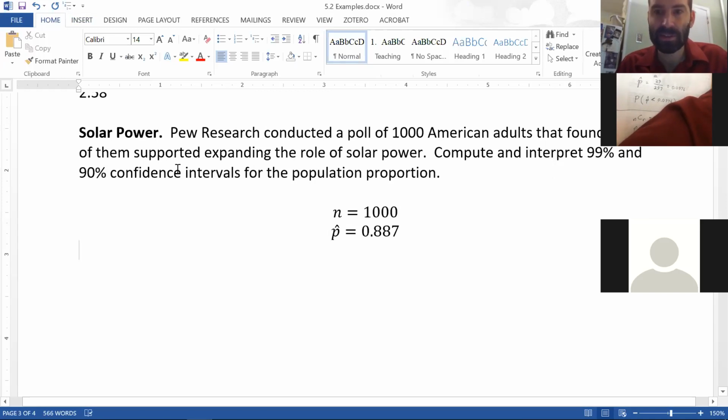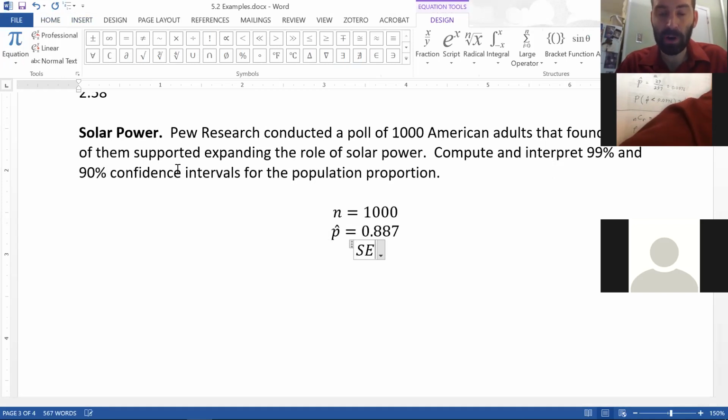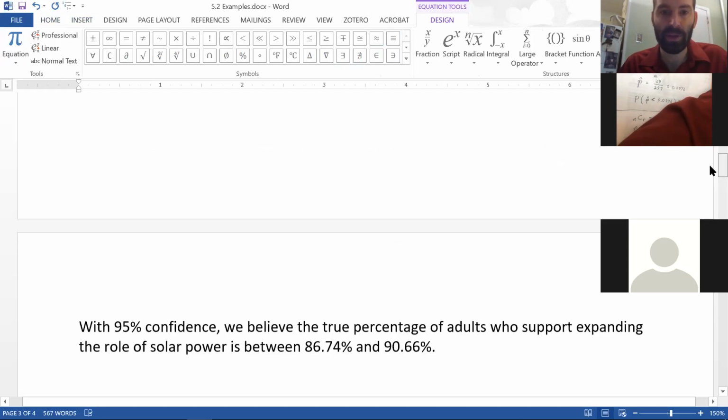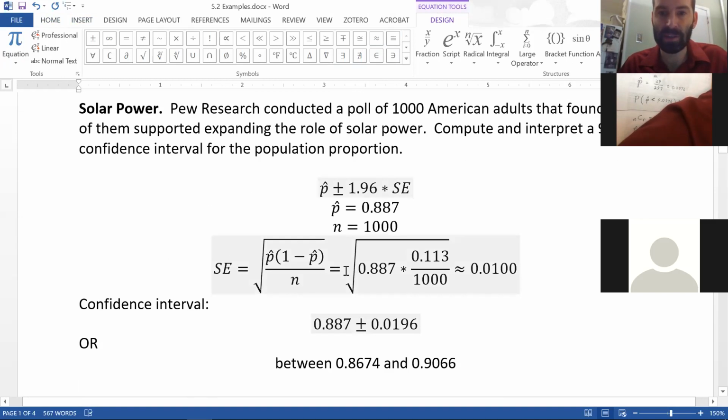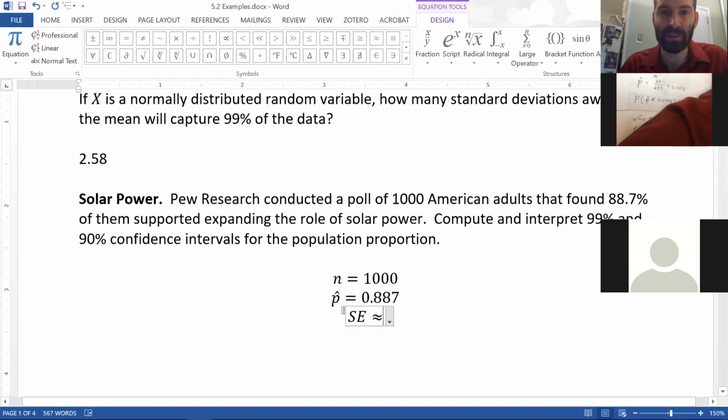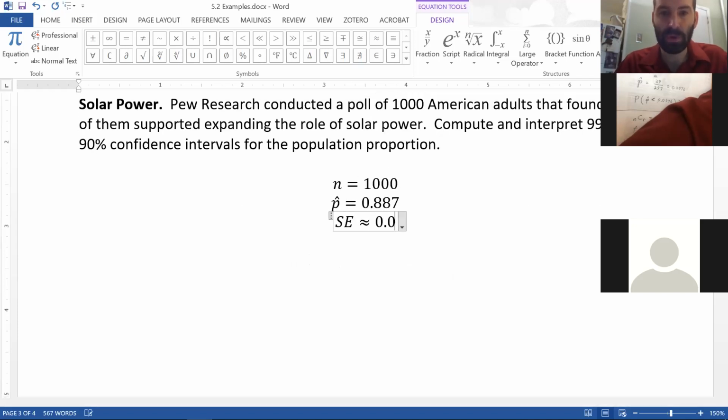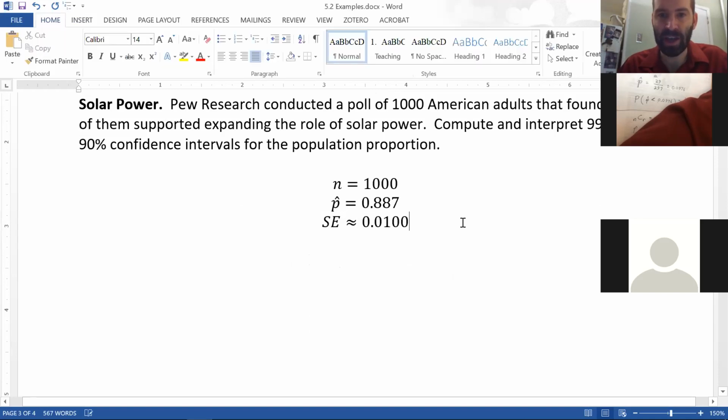The standard error, we computed that before, right? Let's just go back and see what we had up here. We computed that up here and we got 0.01. Oh, that's nice. Okay. 0.0100. Same computation as before, nothing's changed yet.